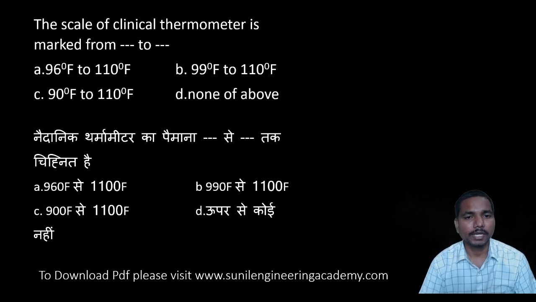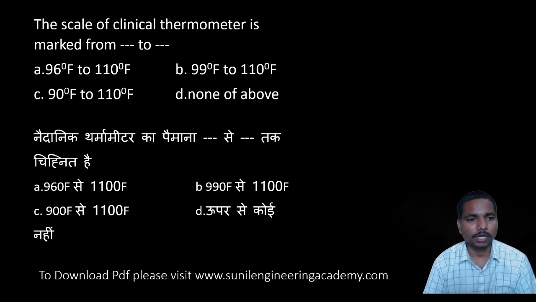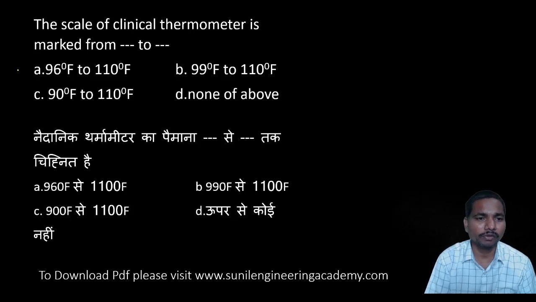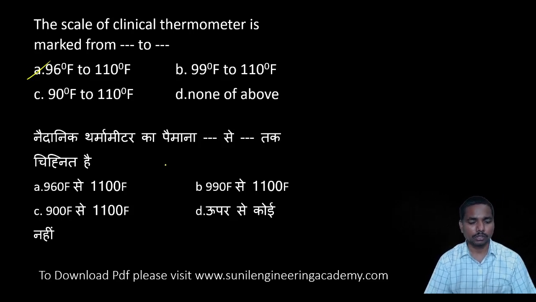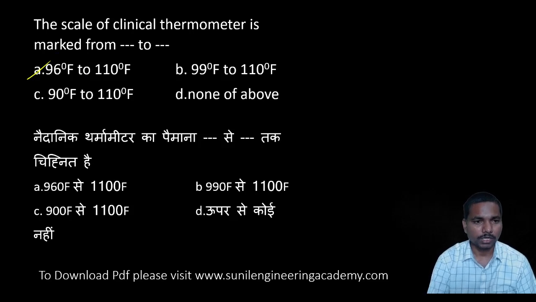The scale of a clinical thermometer is marked from dash to dash. Normal body temperature is nothing but 98.6, so we can go with 96 to 110 degrees. So the answer is option A. Coming to the next one.